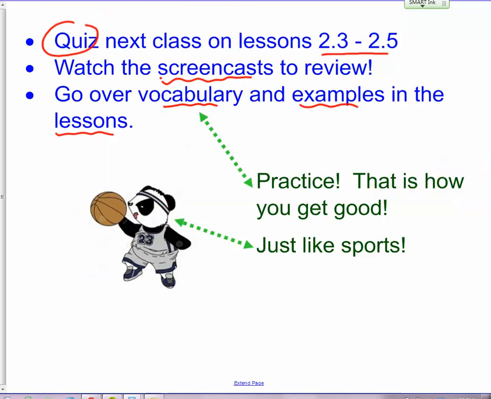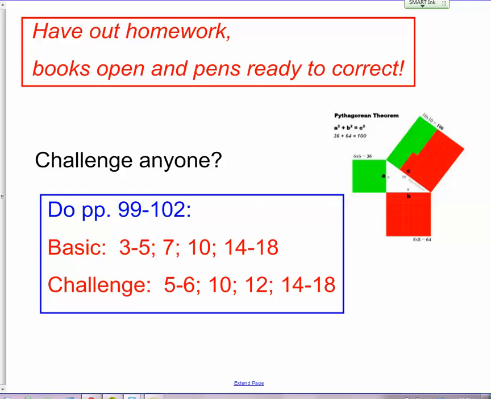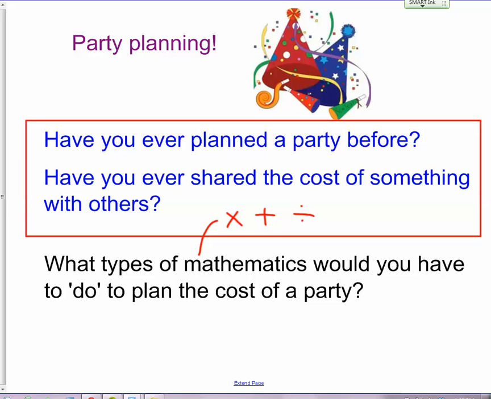I reminded you about a quiz you have next class, and we checked your homework, and then we talked about the kind of mathematics you would do to plan a party. You'd have to figure out how many things you need, like pizzas, and the price of each, and you'd have to use some multiplication to find that cost. And then once you've decided on all the items and how many of them you need, and you've multiplied to find all those totals, you have to add all those amounts to get your total cost. And then if you're sharing the cost with some other people, you might divide by the number of people who are planning the party together.